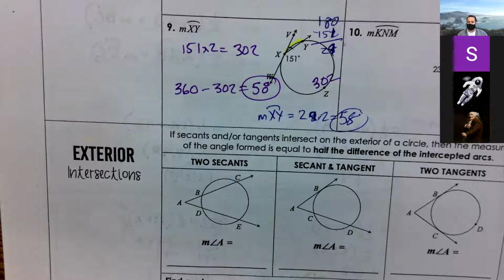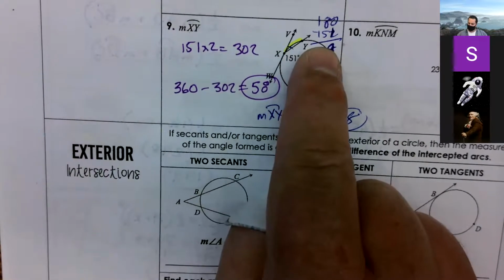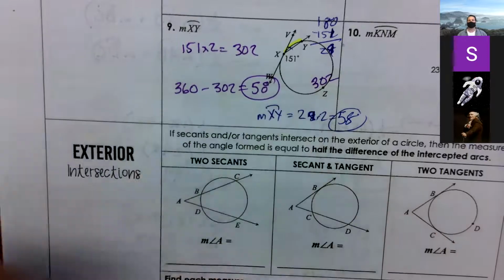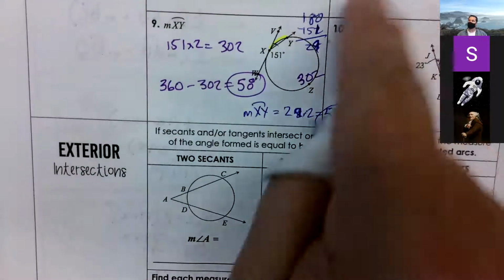All right, please do number 8 and 10. Yes. It's 29 because I did 180 minus 152 when it was really minus 151. You're doing 8 and 10? Yes, please finish the 2 in this section.